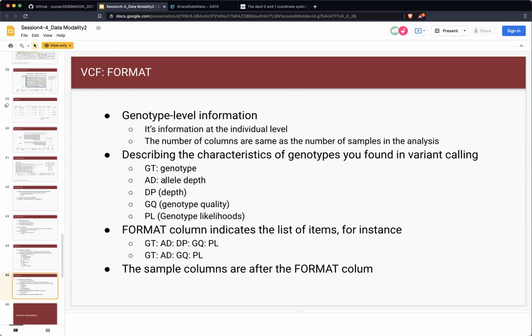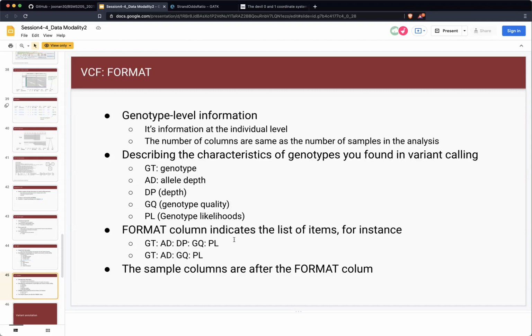So what are the differences between the allele depth and depth? Allele depth is the depth of one allele, right? So if you have two alleles, you will have two values, one for each allele. And depth is just the total of these AD values. And the FORMAT column indicates the list of items.